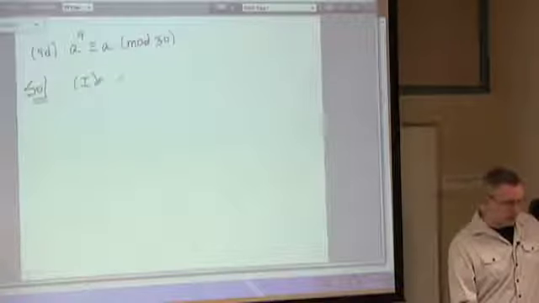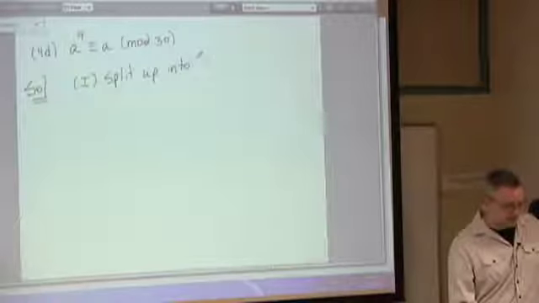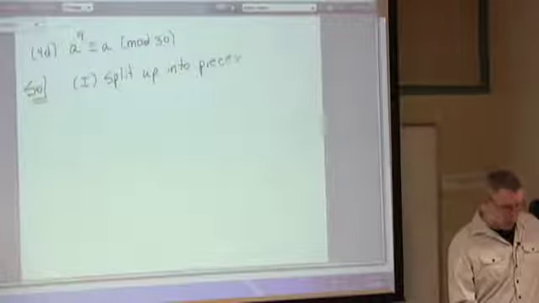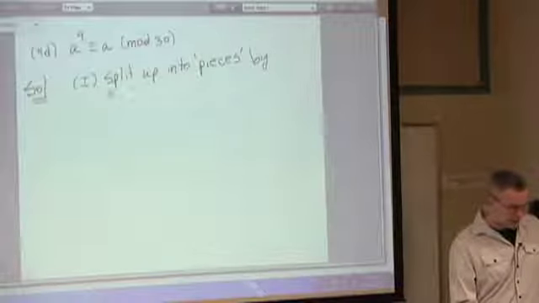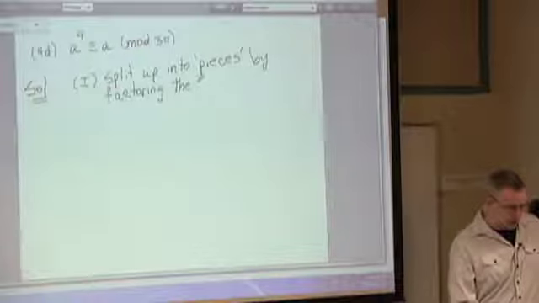and I know this is a little bit vague, but you want to take your congruence and you want to split it up, I'm just going to be informal here, into pieces by factoring the modulus.